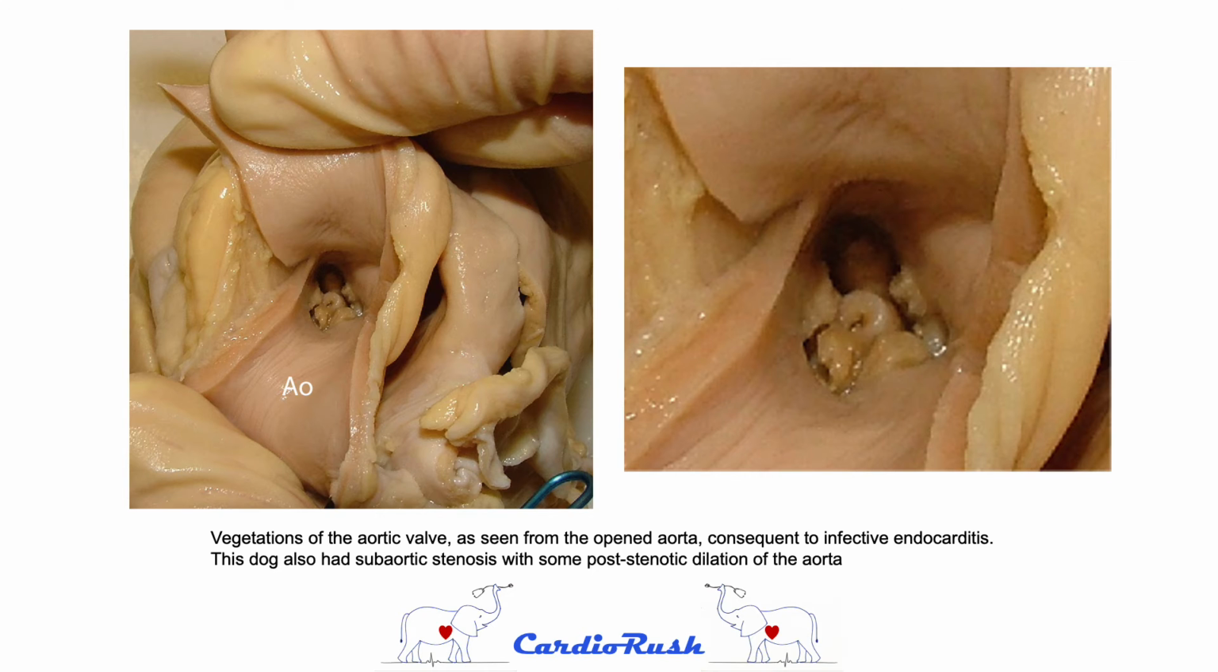Endocarditis, when it affects the aortic valve, can lead to both stenosis and insufficiency of the valve. In this case, with the aortic valve, we might hear a systolic ejection quality murmur due to narrowing through the aortic outflow tract from the vegetation or from the subaortic stenosis. And if there's sufficient leak at the valve, regurgitation, then we might hear a diastolic decrescendo murmur.